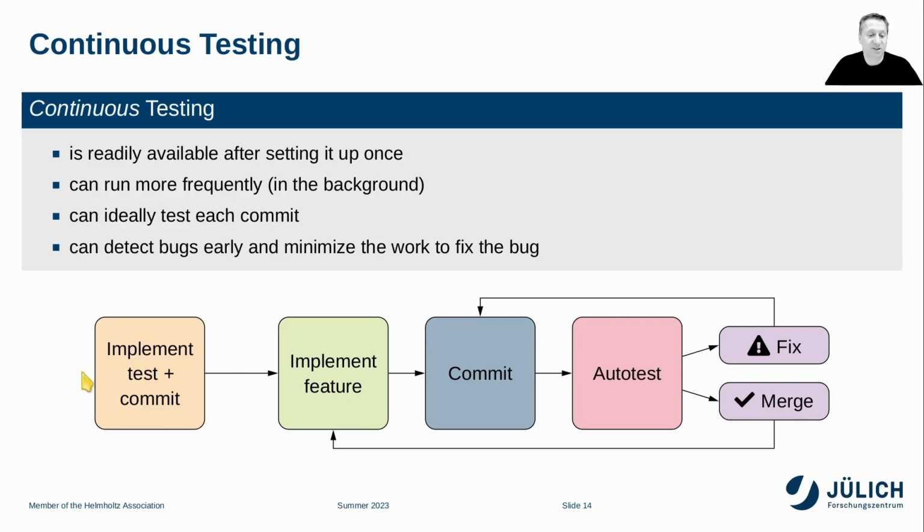First of all, as we discussed earlier, you would implement your test, commit it to the repository, then you would implement your feature, commit it, then the auto test would start, and there are two outcomes. If everything is okay, then you could merge your commit into the main branch and start implementing the next feature, or if it didn't work out, you can fix the errors, commit it again, wait for the auto test to finish, and check until the code works correctly. And once it works correctly, you can merge it and go to the next feature.